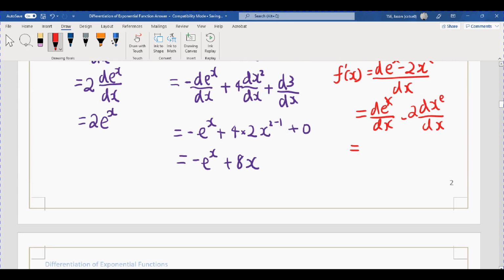Okay, for the first term, it's just e to the power x, right? e to the power x. So that means the result would be e^x anyway. How about the second one?